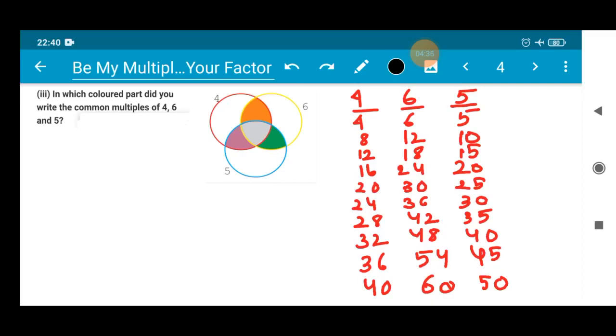4 is not there in every case, 8 is not there, 12 is not there, 16 is not there, 20 is not there, 24 is not there, 28 is not there, 36, 54, 45 is not there, 40, 60, 50 is not there. So from in between these 10 multiples, I cannot find any common multiples that can be written in the gray.